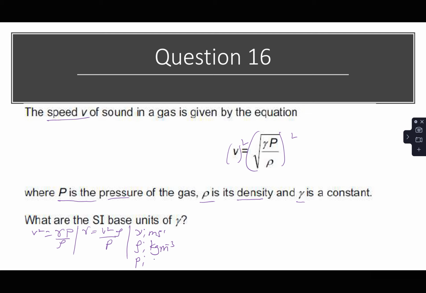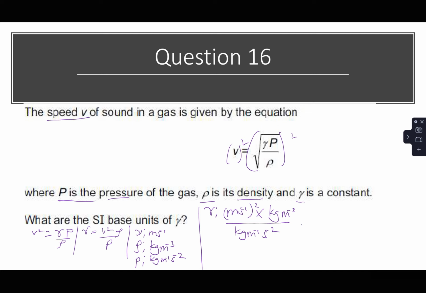P is pressure, pressure is force over area, which becomes kilograms per meter per second squared, because force is mass times acceleration divided by area. So we now have pressure, we have density, we have V. So all we need is the units of gamma. So that will be meters per second, but remember this is squared, times density, which is kilogram per meters cubed, divided by pressure, which is kilogram per meter per second squared.